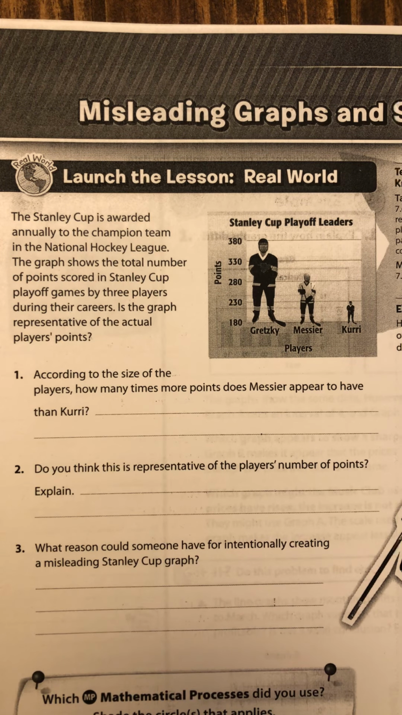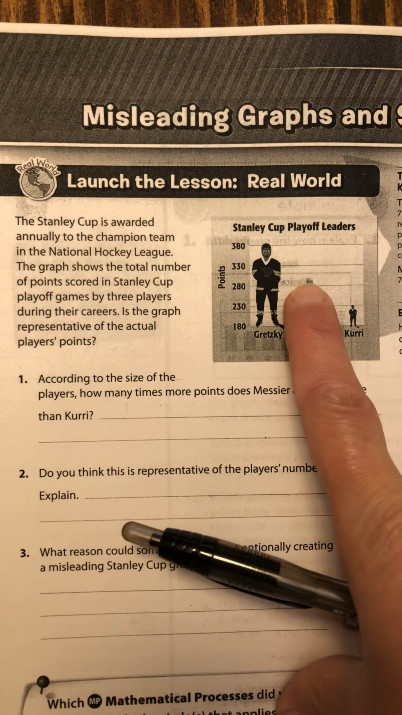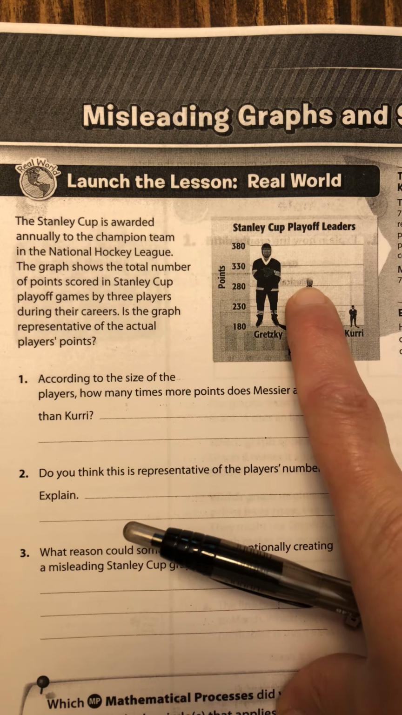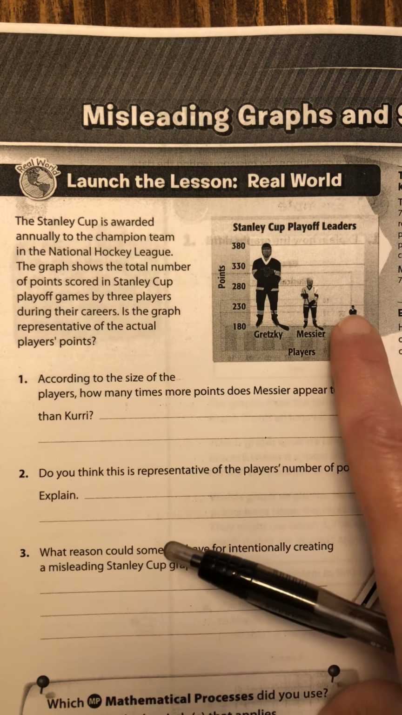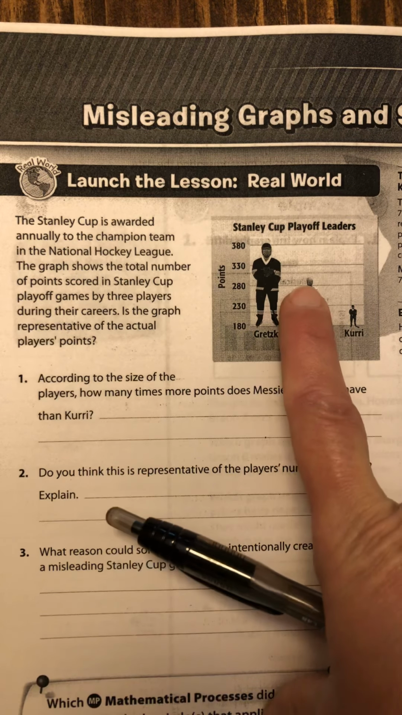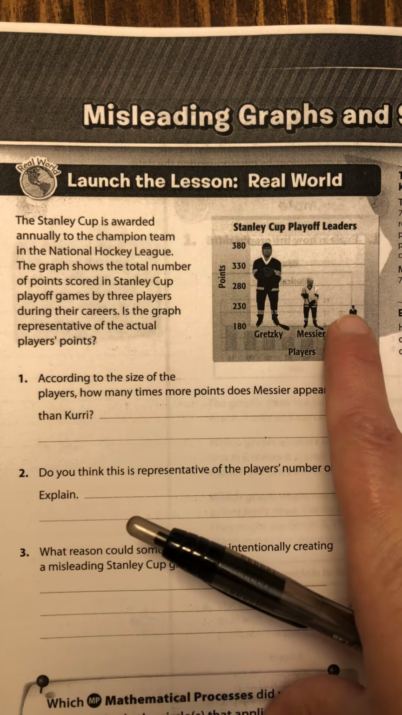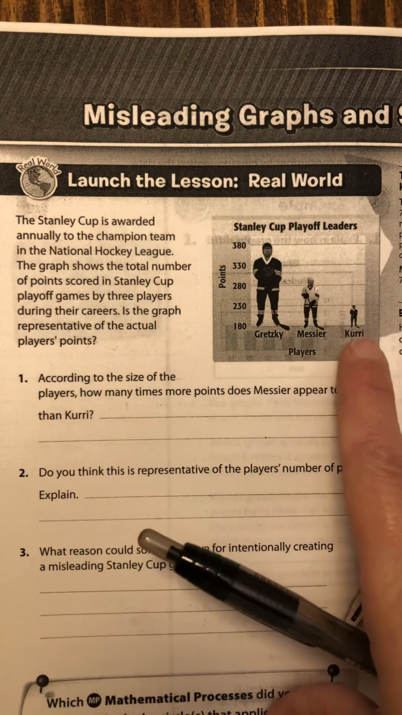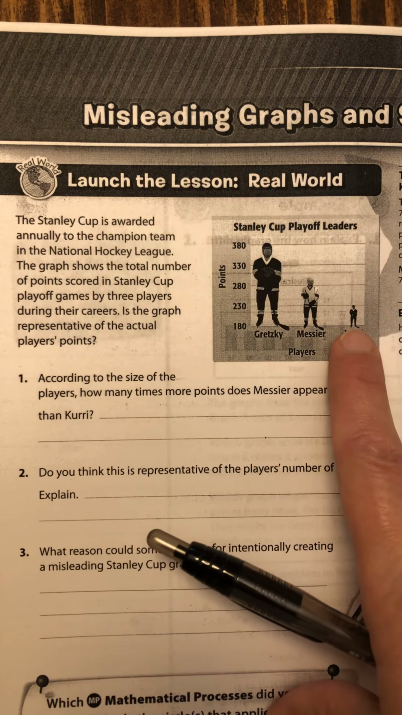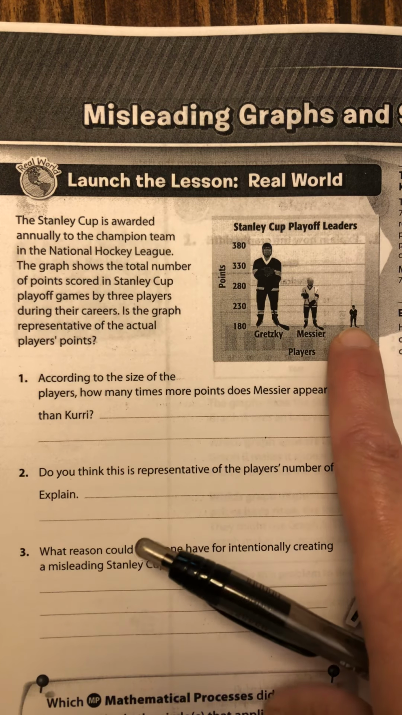So do you think this is representative of the players' numbers of points? So let's look at it. Messer has, and Curry has 230. This is about 290 to 230. Well, that's only about 60 points. So is this actually twice the size of this? No, because he only has 50 points more.